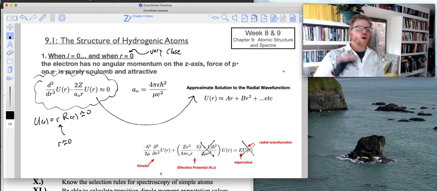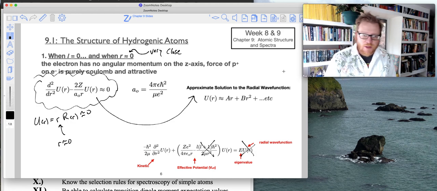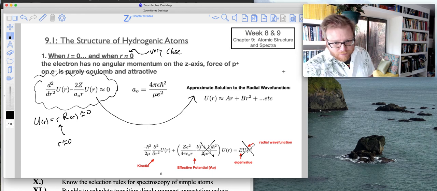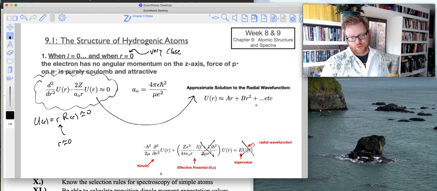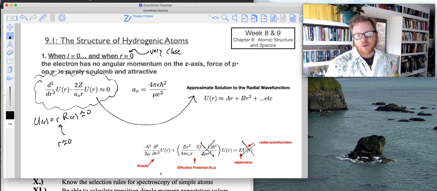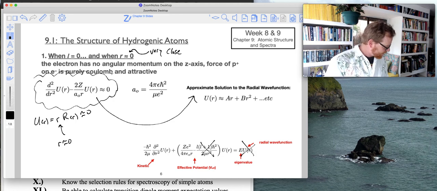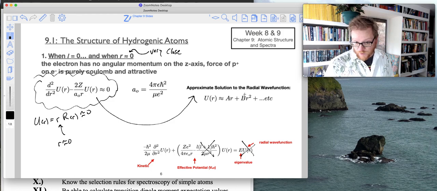Okay? I'm not going to go through the ansatz method on this equation. We're just going to rely on this approximate solution for now. Okay? So it's a polynomial. So when L is equal to 0 and when R is very close, we can describe our wave function with this polynomial. Okay, let's look at a different condition.